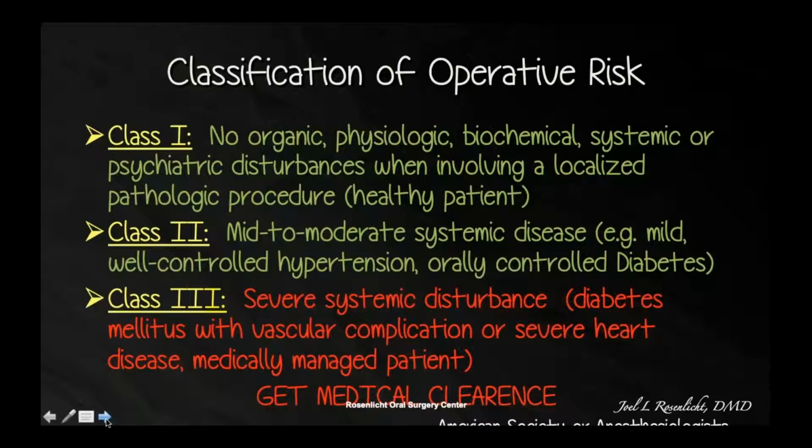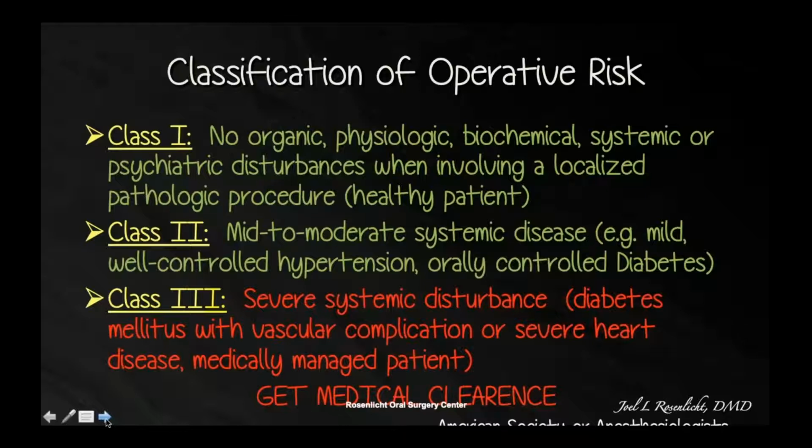Now, the class 3 patients we're seeing all the time. These patients have some kind of systemic disturbance that's requiring more significant medication, puts them at jeopardy for having some type of an adverse reaction, a vascular complication, patients with heart disease, patients who are being medically managed. I look at all class 3 patients as patients who I need to have some help with. I want to be sure that they're okay to have elective surgical procedures. So all our class 3 patients get a medical clearance.